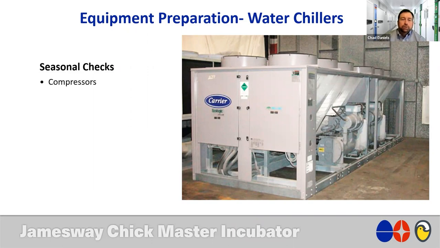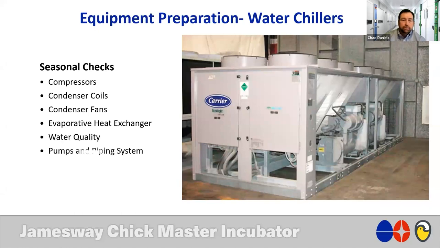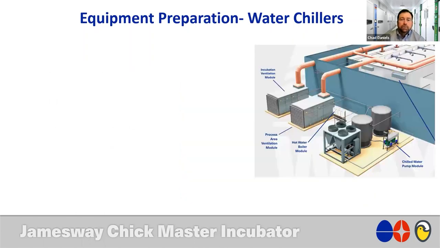So when we look at a chiller like this, we have compressors, condenser coils, condenser fans, evaporative heat exchangers. We concern ourselves about water quality, pumps and piping systems. So when we look at a modular air handling system like this, you can see in the image where here are your air handlers. And then here's our supporting ancillary equipment. We have a chiller here, also water heaters, pumps that will recirculate that water through the coils in these air handling units.